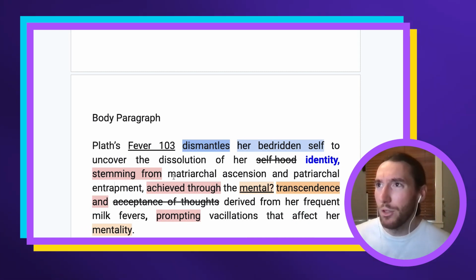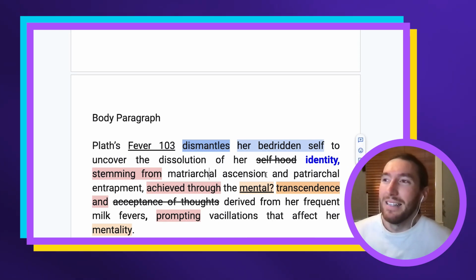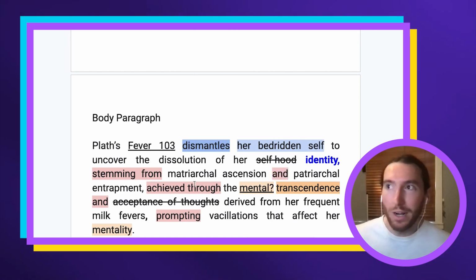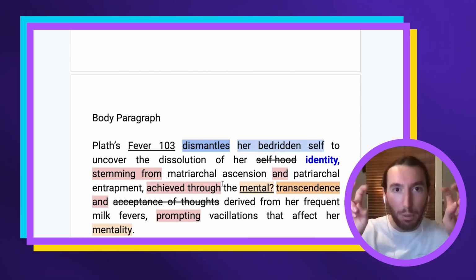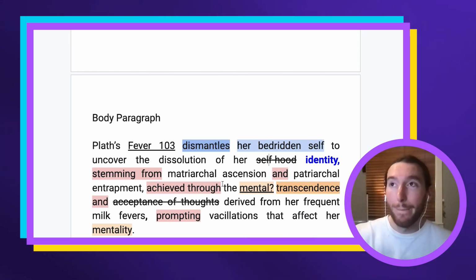Okay, so it's stemming, we're looking at where this dissolution stems from, stemming from matriarchal ascension. Little bit vague there. And the other issue here is you've said it's stemming from 2 things. And whilst it's okay to say 2 things, matriarchal ascension and patriarchal entrapment, it's more meaningful and impactful to just focus on one thing. Focus on one thing. Avoid doing double ups. This is the double up problem. And it's going to happen in basically every response that we look at here for this particular student response and other student responses. Okay, I see it all the time.